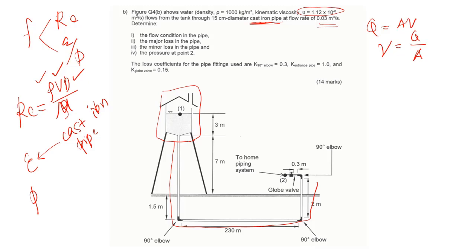So you need to use the equation Re equals Vd over nu. Nu is given to us, the kinematic viscosity. Diameter is given to us. So you need to find the velocity. If you find the Reynolds number and the relative roughness, then you can find the friction factor using the Moody chart.